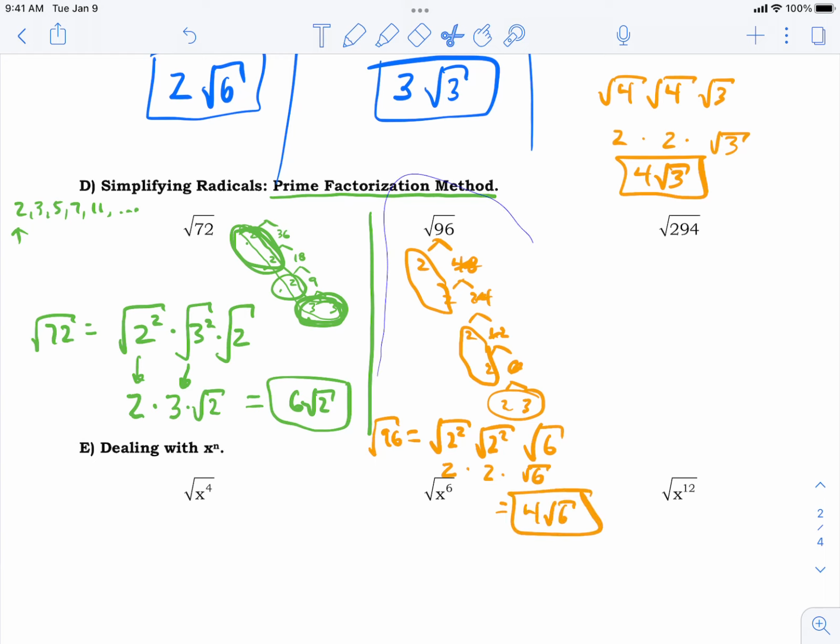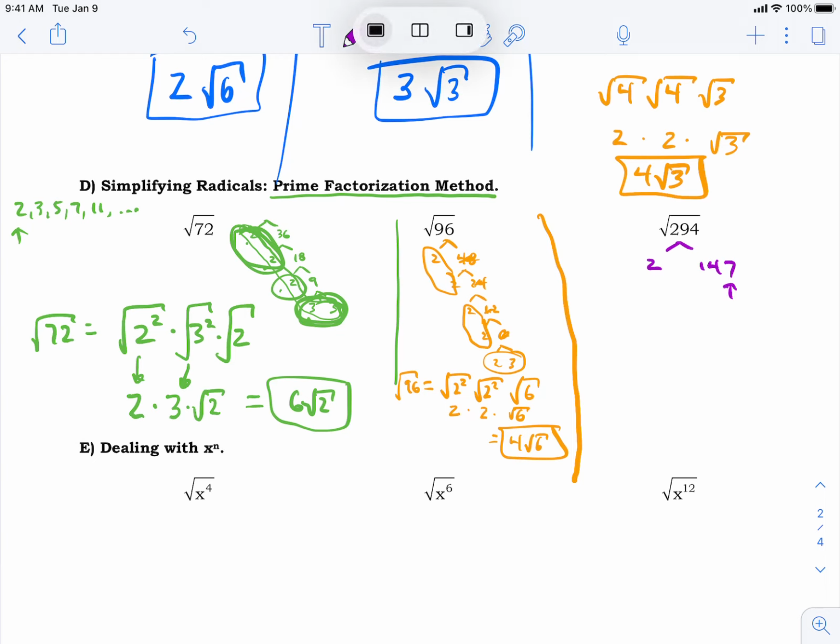All right, 294. We're going to do this by prime factorization, which means I'm going to start by dividing by 2. 2 goes in 147. Well, I guess I'm done dividing by 2 now because that's an odd number, right? Can't divide by 2 anymore. I guess it's time to start trying the 3. Will the 3 work? The 3 will work.